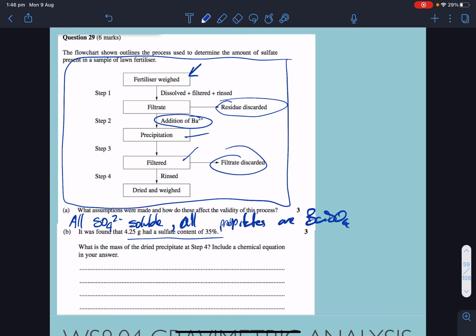Okay. If it's 35%, 0.35 equals some mass of sulfate divided by 4.25 grams. Okay, so multiply it out and we get our mass of sulfate present is 0.35 times 4.25, so 1.4875 grams. 1.4875 grams is sulfate.